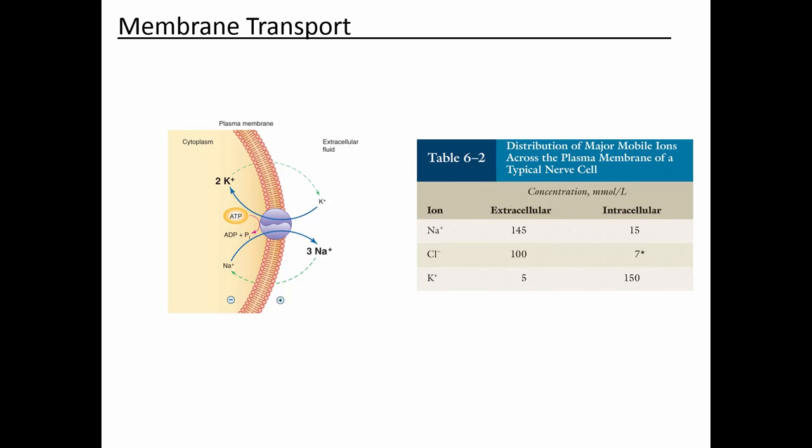This is just a picture of what I've already told you. You don't need to remember the numbers, but it gives you the specific concentrations of 3 different types of ions for a typical neuron cell. It just explains something I already told you, and it's showing you the sodium-potassium ATPase moving both sodium and potassium against their concentration gradient.